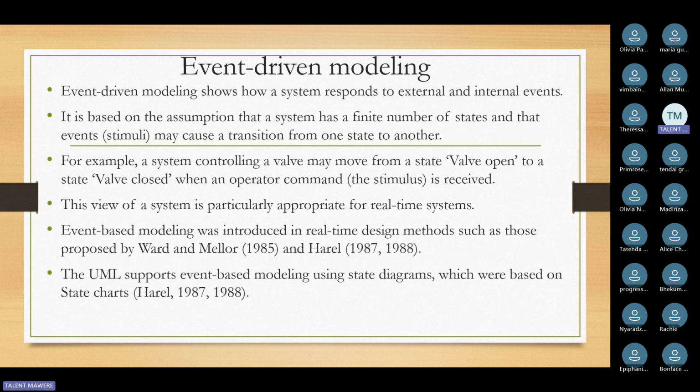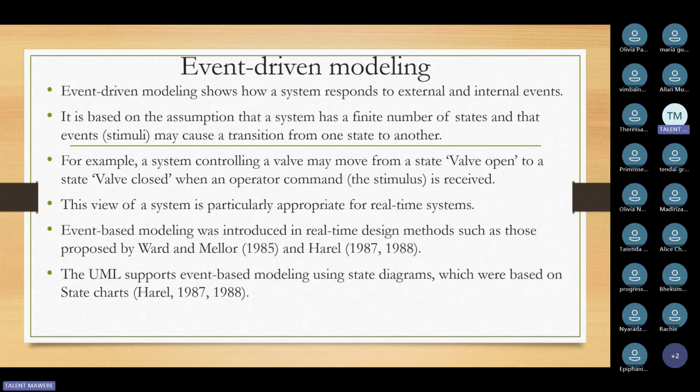For example, an air conditioning system. A valve may move from the state valve open to the state valve closed when an operator command is received. Okay, this one is a system controlling a valve. It may move from a state valve open to a state valve closed when an operator command is received.